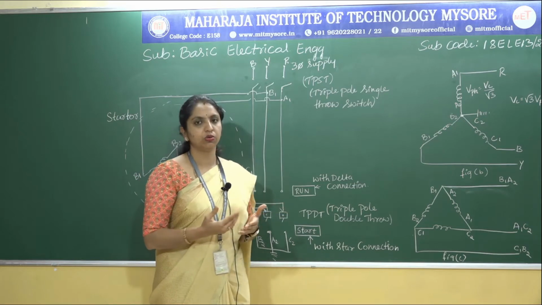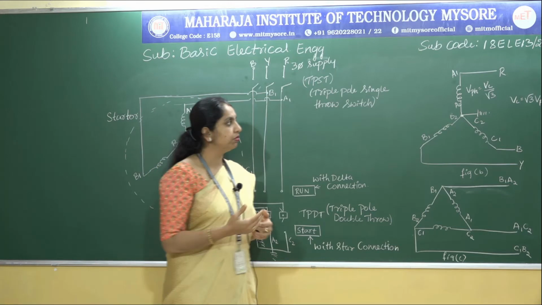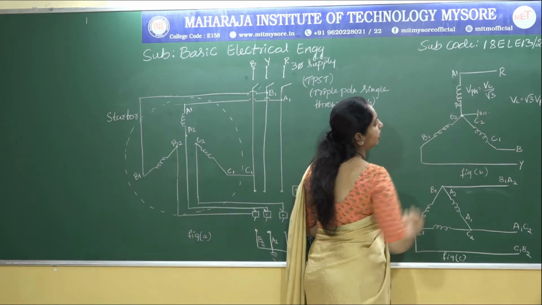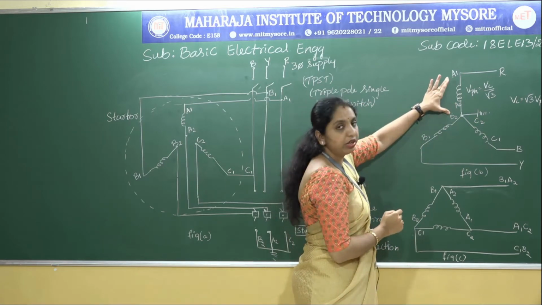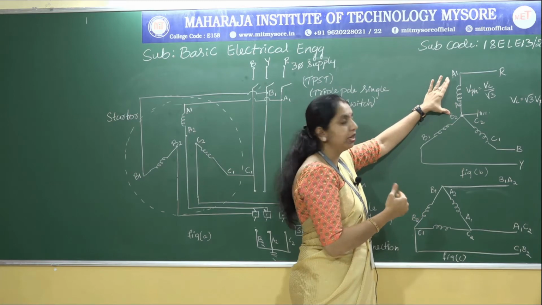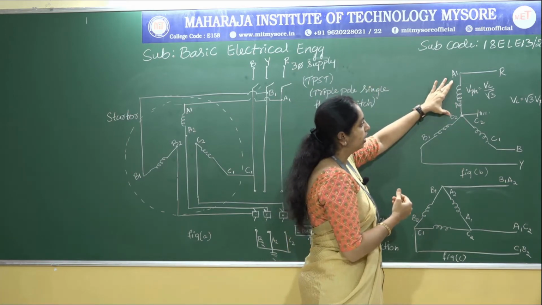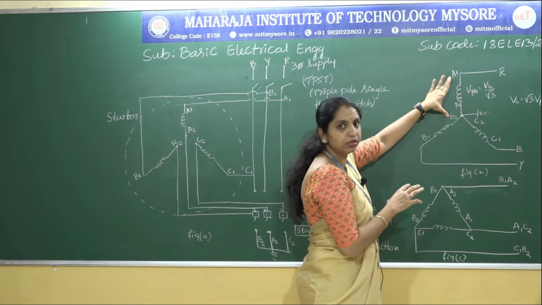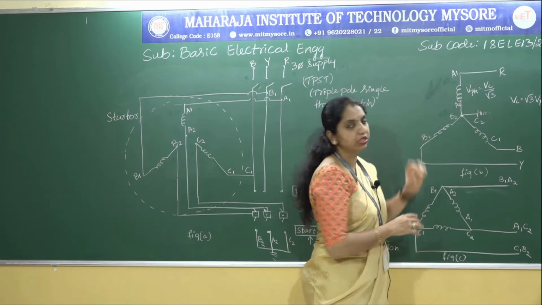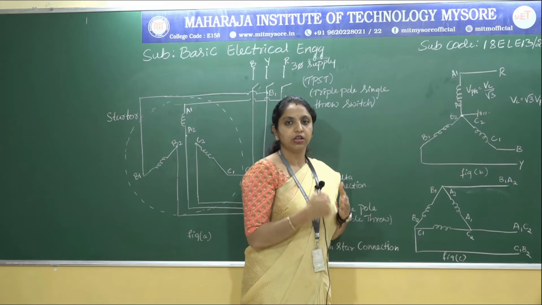VL is equal to root 3 VPH. Then what is VPH here? VPH is equal to VL divided by root 3. Right. So what voltage do we get here? Even though we have the line voltage which is supplied by this 3 phase supply, that is from the source, the voltage we get across each phase or across this load is VPH equal to VL divided by root 3. So the phase voltage will be reduced.